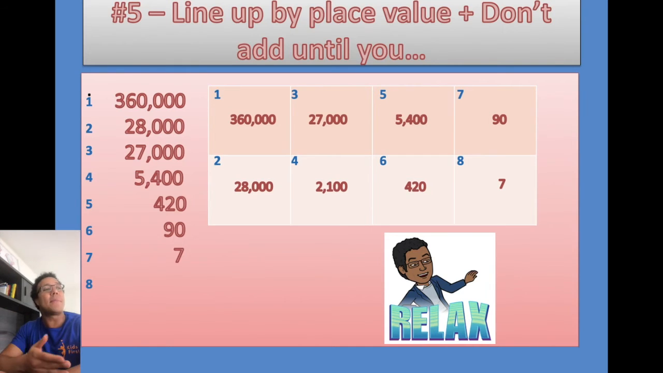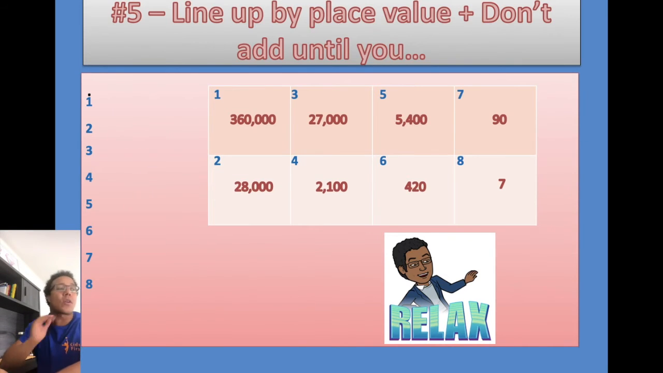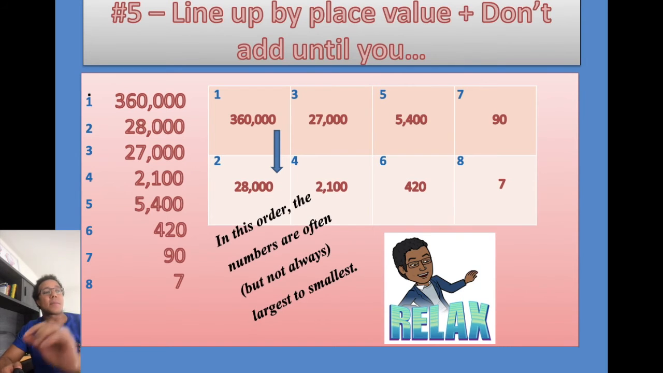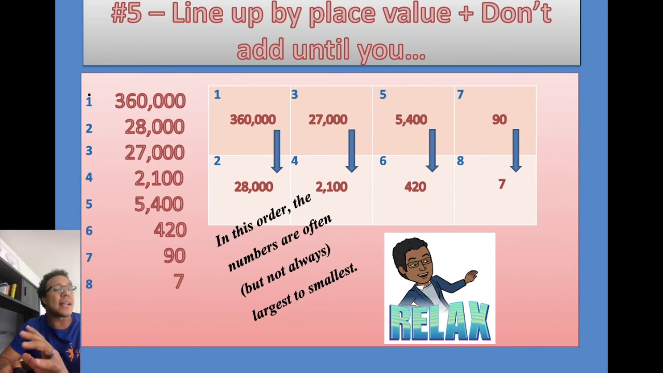So here I wrote up and down, and oh wow, I made a mistake. I didn't actually write out 8 numbers. So I'm going to correct that because I've double checked, compared it with my boxes. And look at the order, because in this order, up and down, the numbers are often, but not always, largest to smallest. And I'll show you a sample of what happens if you just write it left to right.